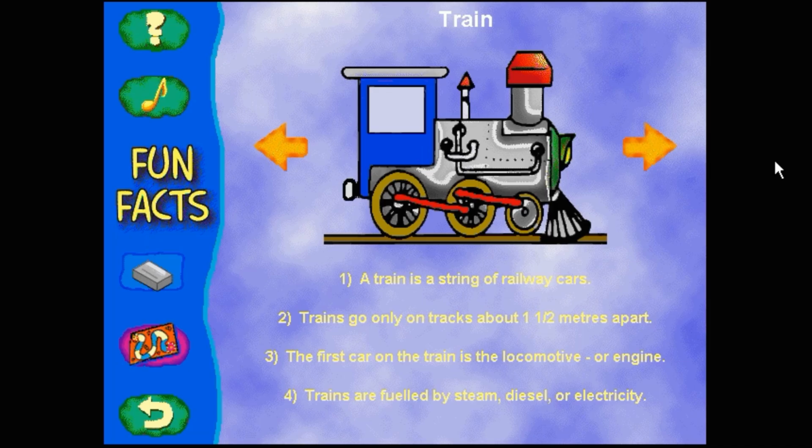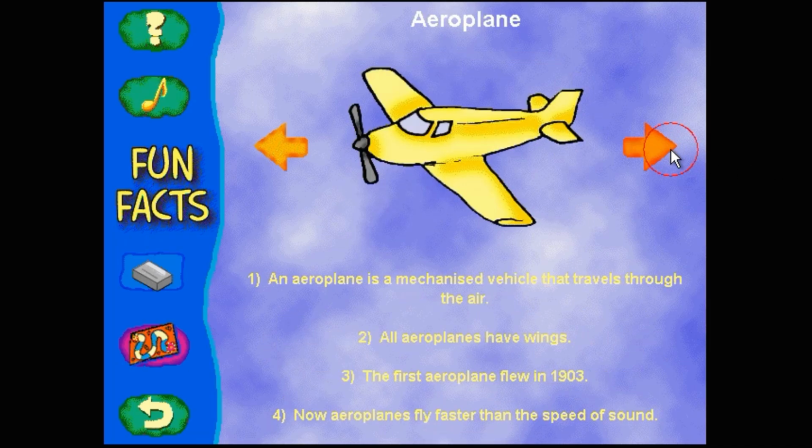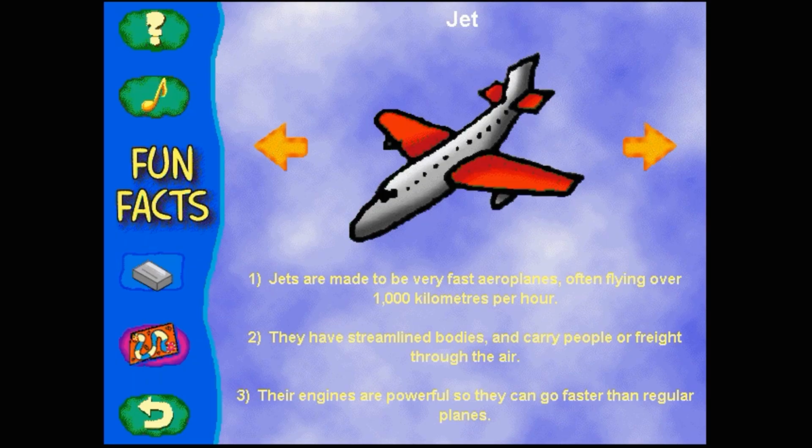Train. A train is a string of railway cars. Jet. Jets are made to be very fast aeroplanes, often flying over 1,000 kilometers per hour. They have streamlined bodies and carry people or freight through the air. Their engines are powerful, so they can go faster than regular planes. During the war, jet planes have been used to carry weapons.